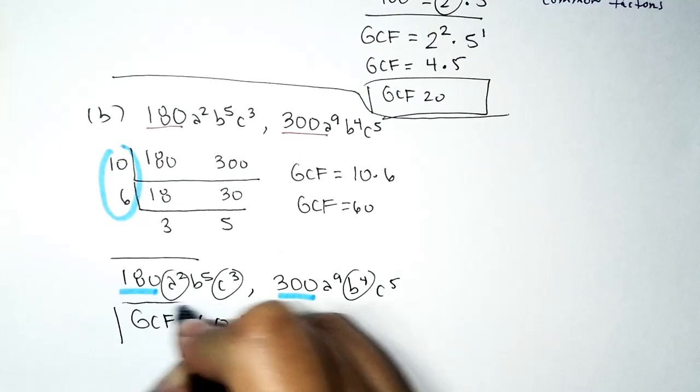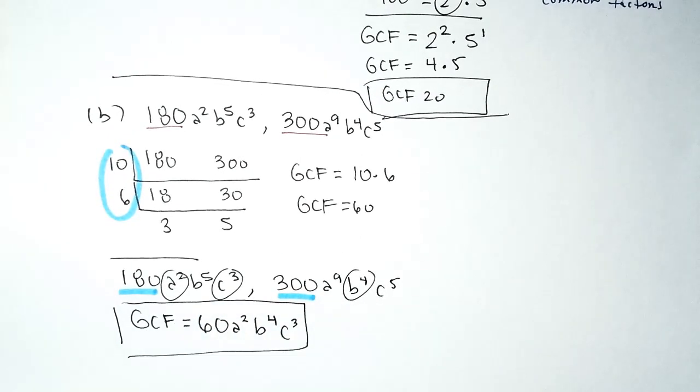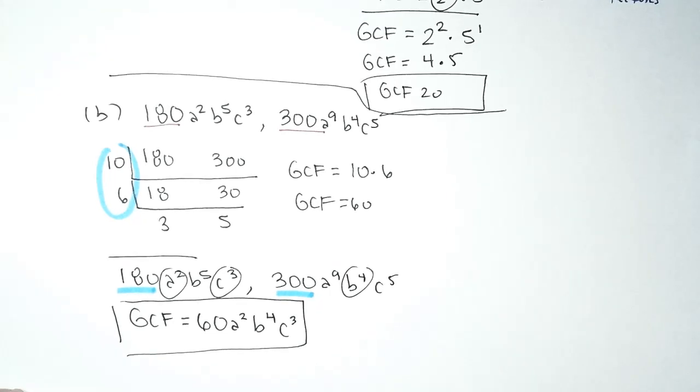So thanks to your hard work, with confidence, we will tell the world that the greatest common factor is given by 60 a squared b to the 4th c cubed. So we're going to do a total of 3 different sets of problems. This is set 1. Let's go ahead and do set 2.